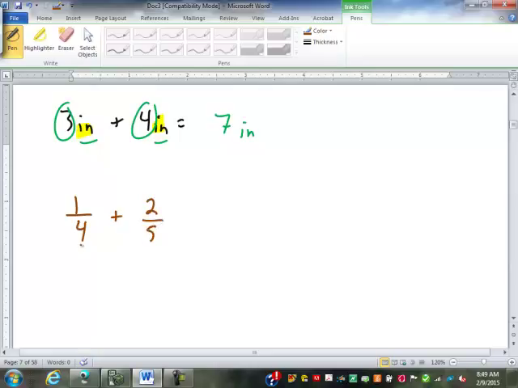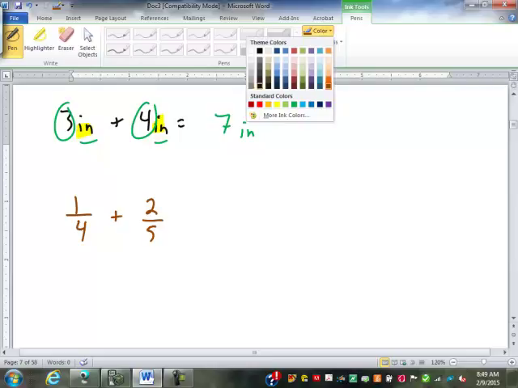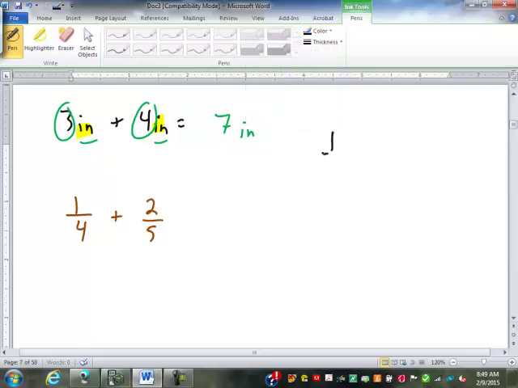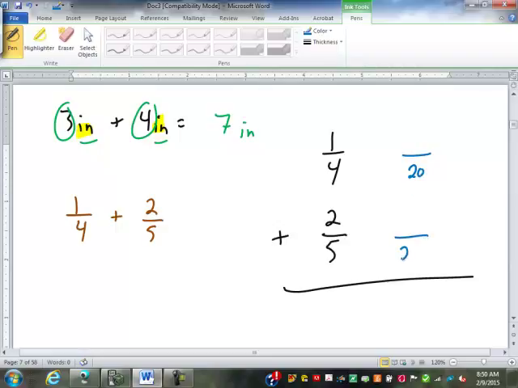When we add, we must have the same name. So the first thing we have to figure out how to do with our fractions is to give them the same name. So we're going to set them up like this. For fourths and fifths, what's going to be the same name? What's going to be the common denominator? 20. Perfect. One thing you can almost always do that'll work is just multiply the two of them together. 4 times 5 is 20.